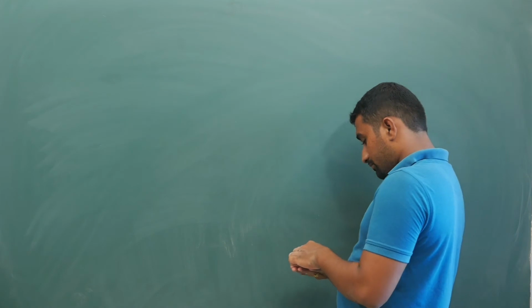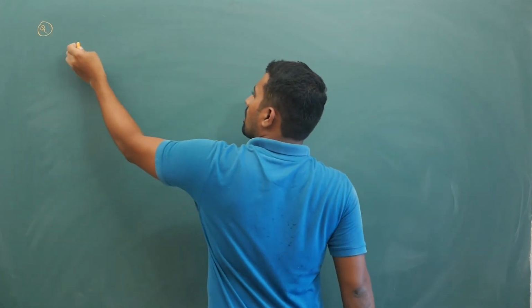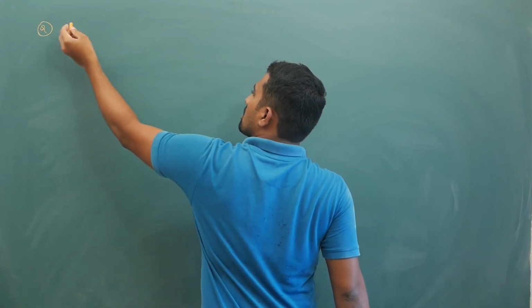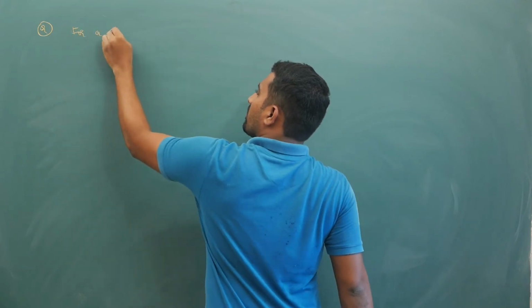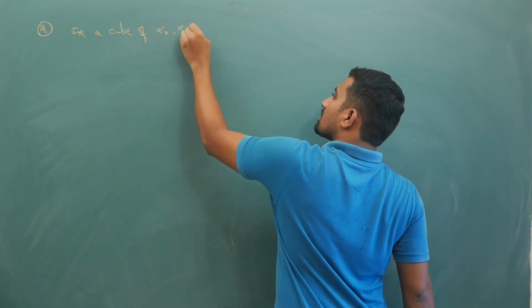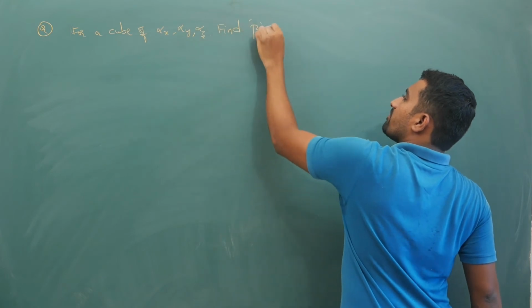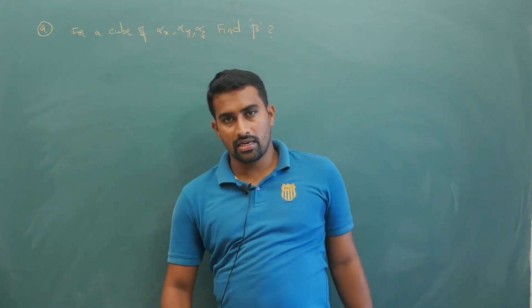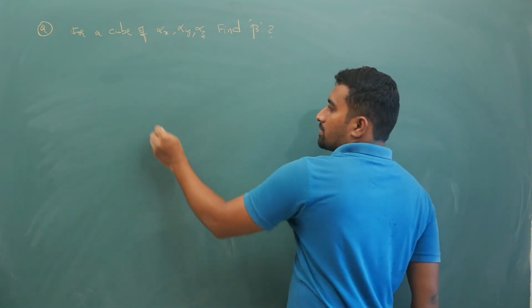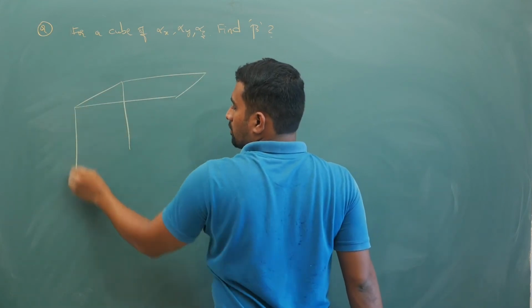Now your question is like this: for a cube, cube means all sides are equal, with coefficients alpha x, alpha y, alpha z, find beta, the coefficient of areal expansion. Try it, pause the video clip and then try it, then I will explain the solution, then you watch the solution. So now this is your cube.